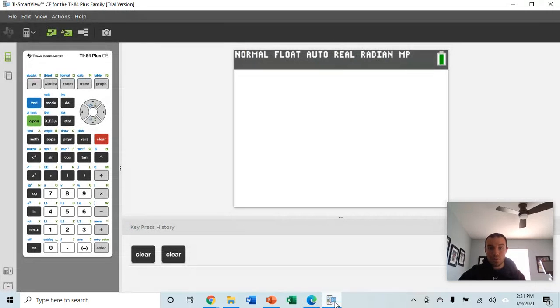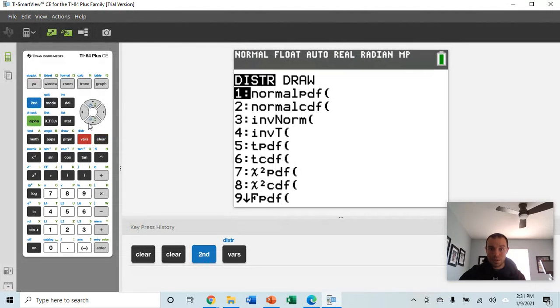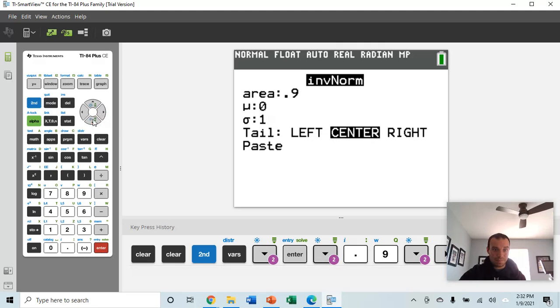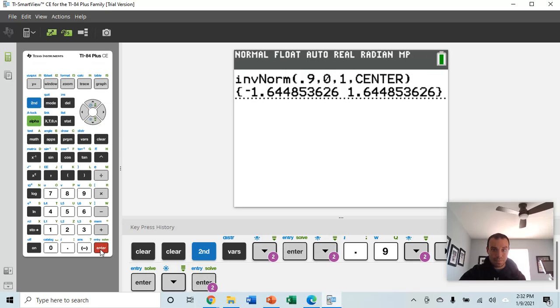You could also use this inverse norm on your calculator. If you wanted to do that, it becomes a little bit more tricky depending on if you have a newer calculator or not. For example, if I had a newer calculator, life becomes easier because you can change the tail to center. And you would get that same value of 1.645 that we got using the table.